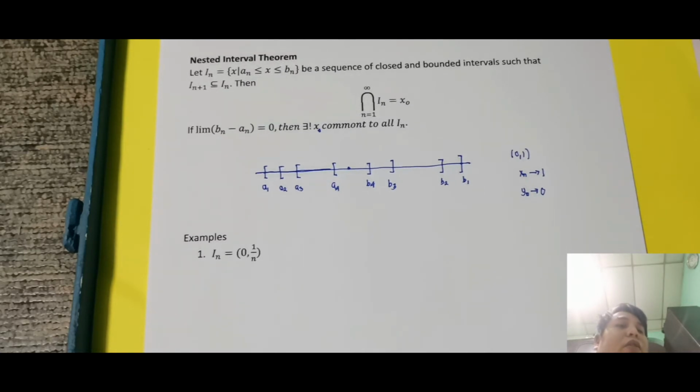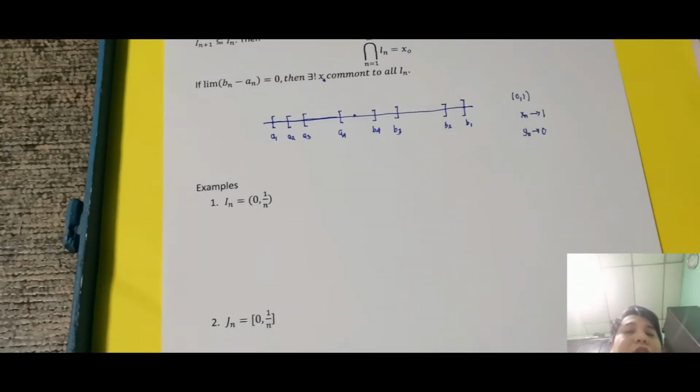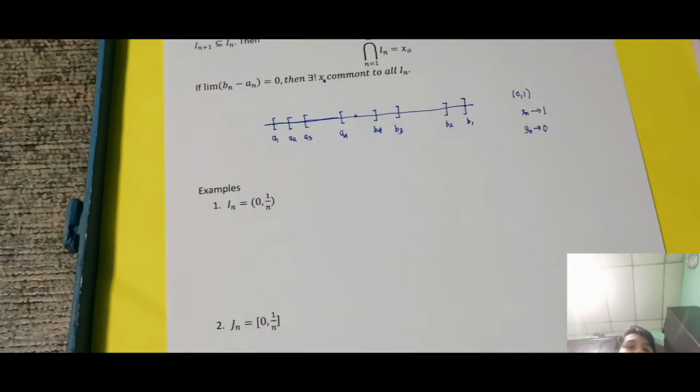Pag nag-equal sa 0, so therefore, doon natin makukonclude na dapat singleton yung sagot natin dito. Okay, so let's have an example. For number 1, let I sub n be equal to the open interval (0, 1 over n). Kung napapansin mo, open interval siya. For n is equal to 1, (0, 1). For n is equal to 2, (0, 1 half).